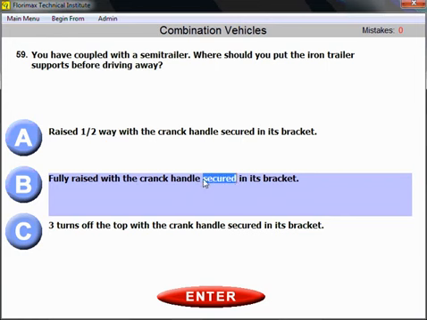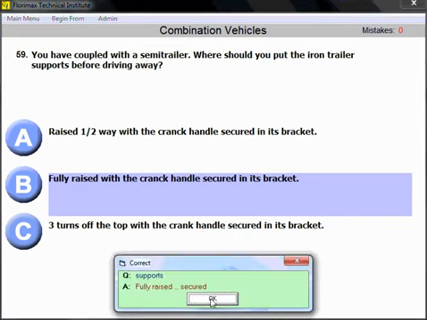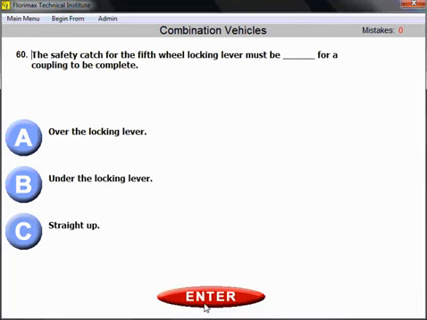So this is another indication of the right answer. Secured in its bracket. They should be fully raised. They should be first fully raised and then you need to secure. And the indication for you is fully raised. Don't get tricked by the handle secured, because everywhere it says handle secured, but they should be fully raised. Again, remember, when you check, they should be slightly raised. When you're ready to drive away, they should be fully raised. Okay, otherwise you may hit the road.